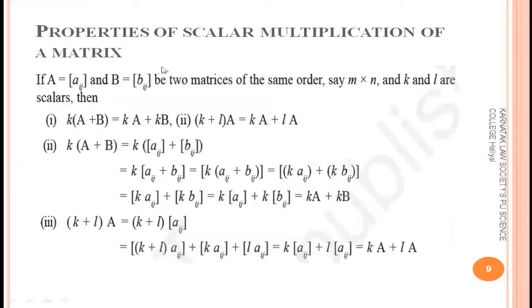Here also it has some properties. If you consider A and B as two matrices of the same order and K and L are the scalars, then here first one is K bracket A plus B. We already know that K is a scalar and A and B are matrices. Here we need to multiply every element present inside the matrix by K. So that's why it becomes KA plus KB. Similarly, K plus L. Here K plus L both are scalars and they have given only one matrix A. Therefore, KA plus LA.